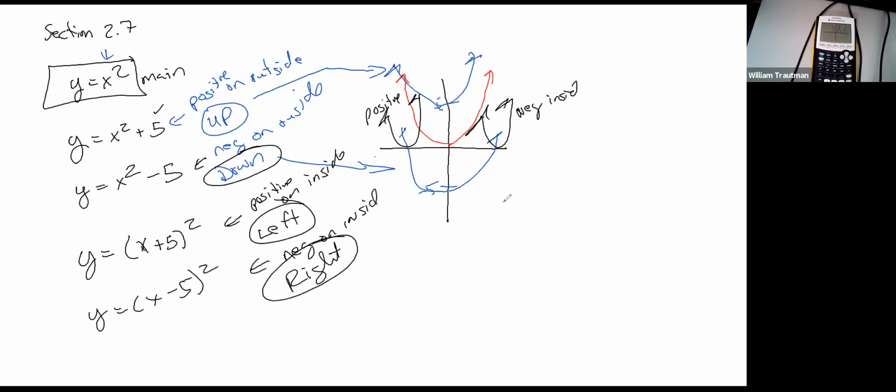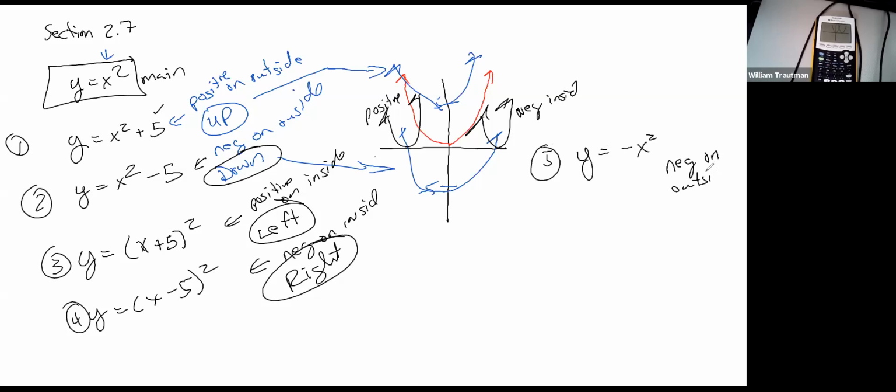All righty, we've done 1, 2, 3, 4. Let's do 5. What about a negative on the outside of the function? If I just put a negative in the front of the x squared, let's see what happens.